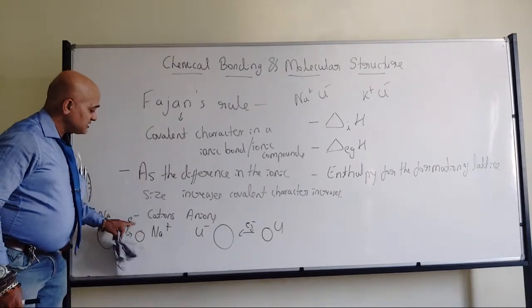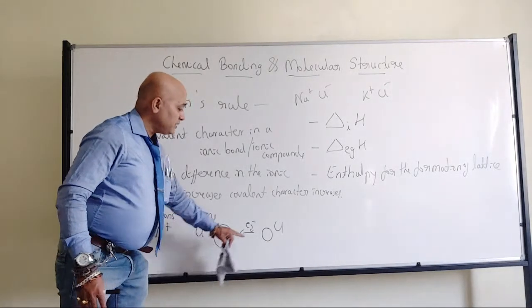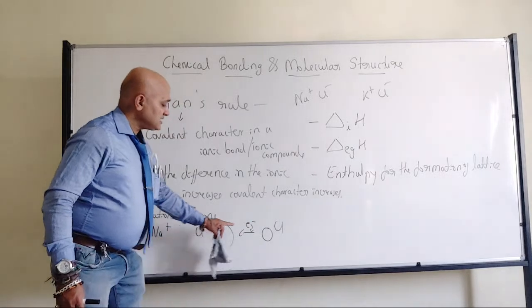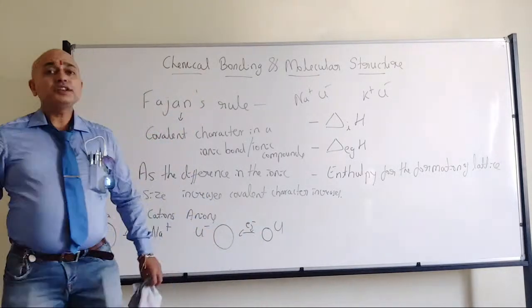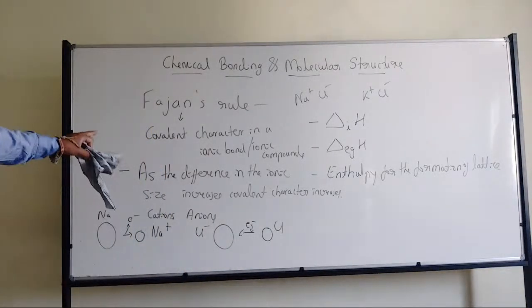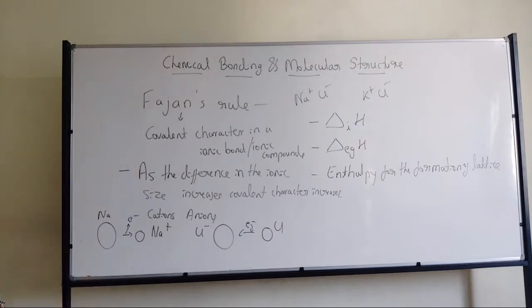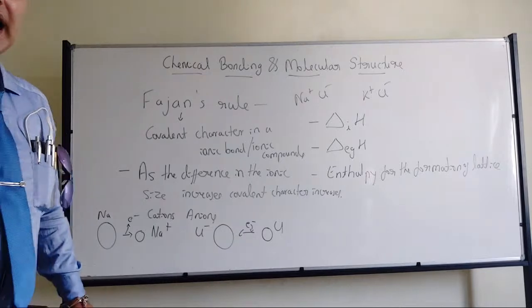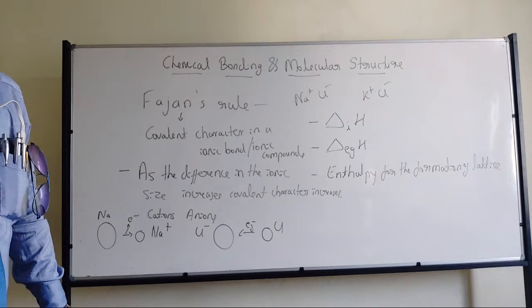Since there is a losing of electron, it will become smaller. Anions will be negatively charged. Since it is gaining the electron, it will be increasing in size compared to the original atom. All of you have understood? So that's what it talks about: as the difference in the ionic size increases, that means as the cation size decreases and the anion size increases.